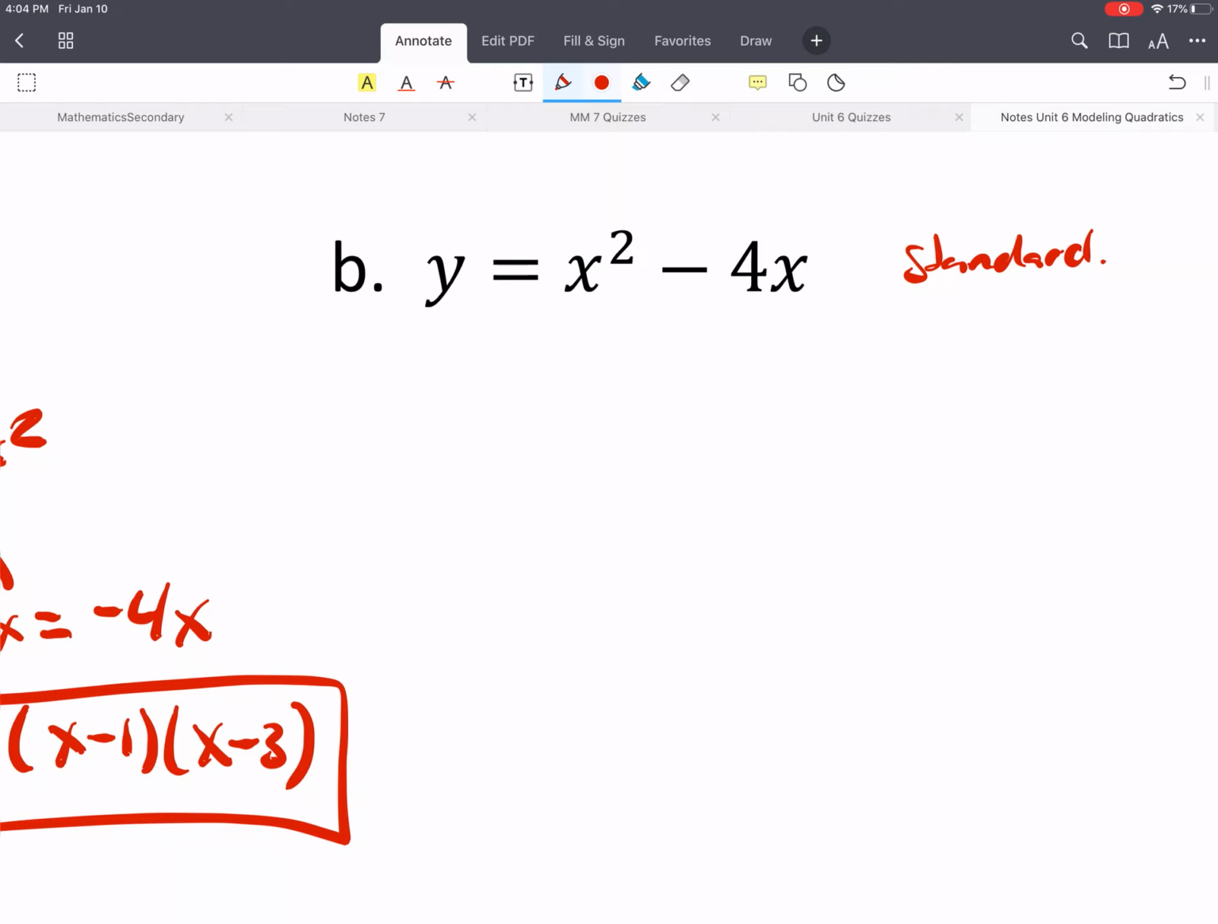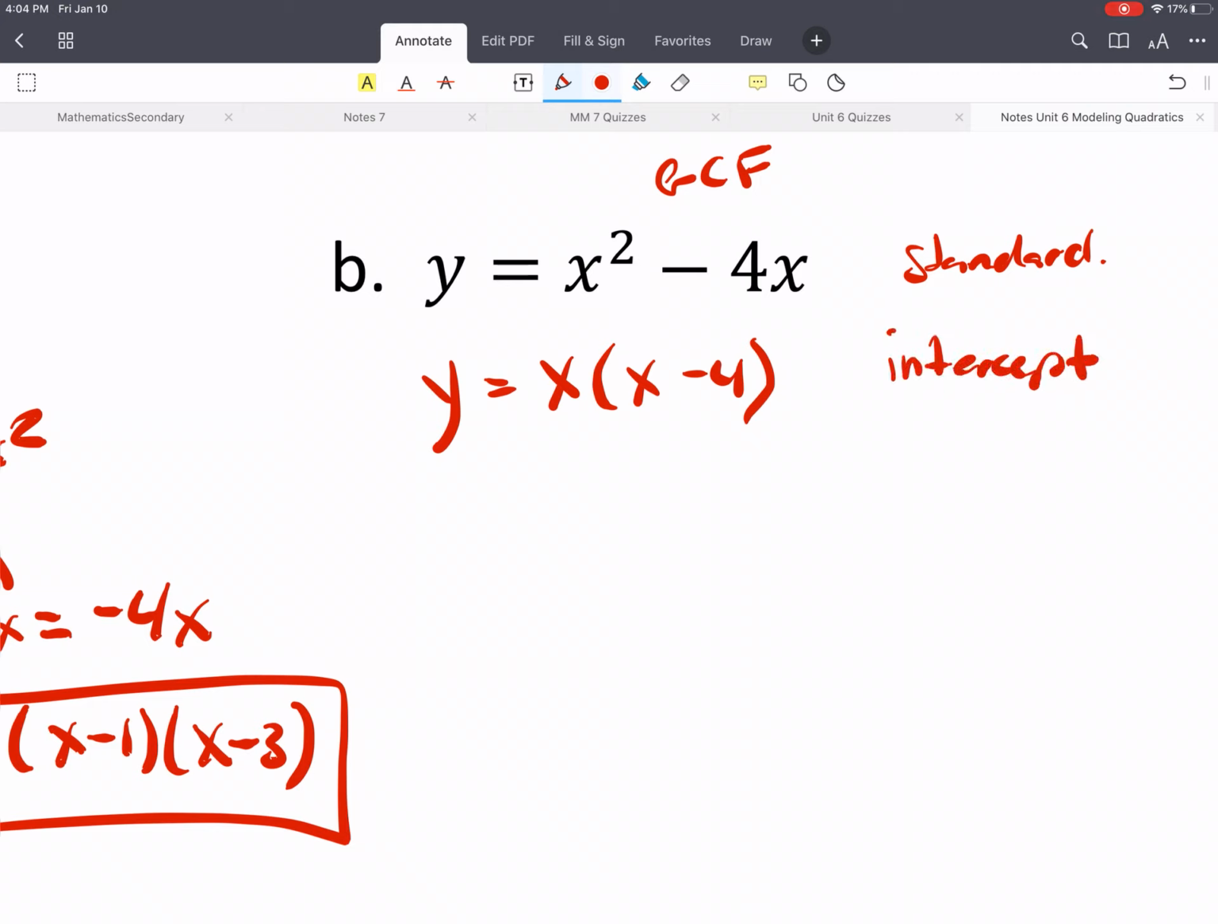Next, see if there's a greatest common factor. And here there is. We'd want to factor that out. We'd end up getting x times x minus 4. And if you can factor out an x, then we don't need to do glasses. So this would already be intercept.